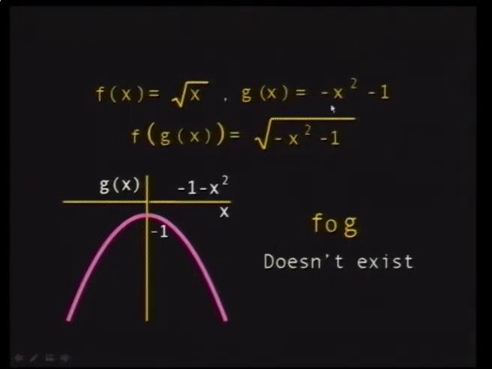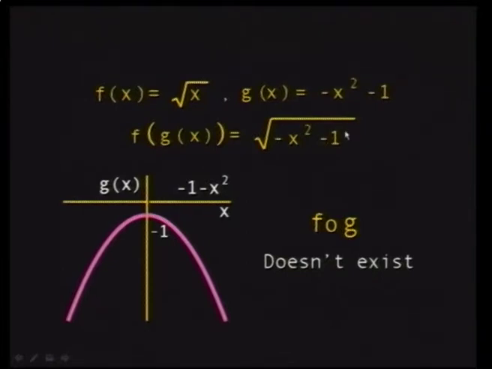Now here g of x is equal to minus x squared minus 1. If you want to draw the graph of it, you will find that its range lies from minus infinity to minus 1. This is a parabola open from below, and then you have to subtract 1 to get this graph here, which has a range from minus infinity to minus 1. This is a negative value. Can you extract a root of a negative value?